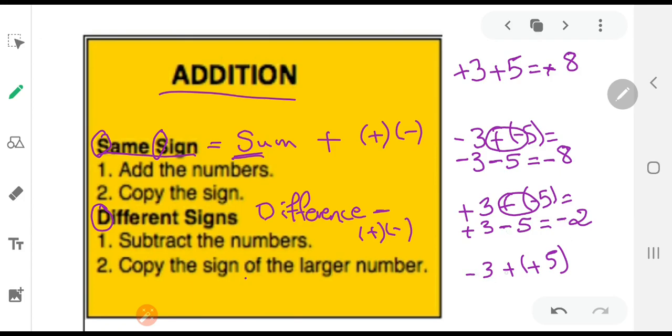Now, -3 plus +5. Two pluses together will change into a plus. So this is -3 plus 5. Now these two numbers have different signs, so I will subtract 5 minus 3 is a 2. What's the sign now? Which number is greater, the 5 or the 3? Of course, the 5. What's the sign of the 5? It's a plus, so the answer is a +2.